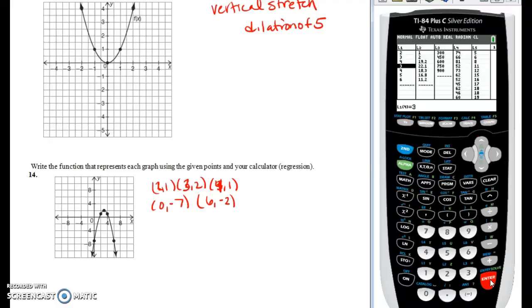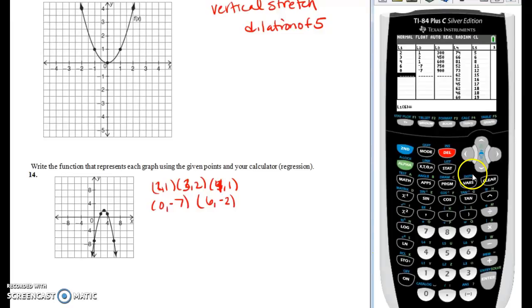So 4, enter, 1. The point over here looks like it's 6 and negative 7. And then the last point that I kind of went back to looks like it's 0 and negative 7. If there are other points in your table, just make sure that you delete them.